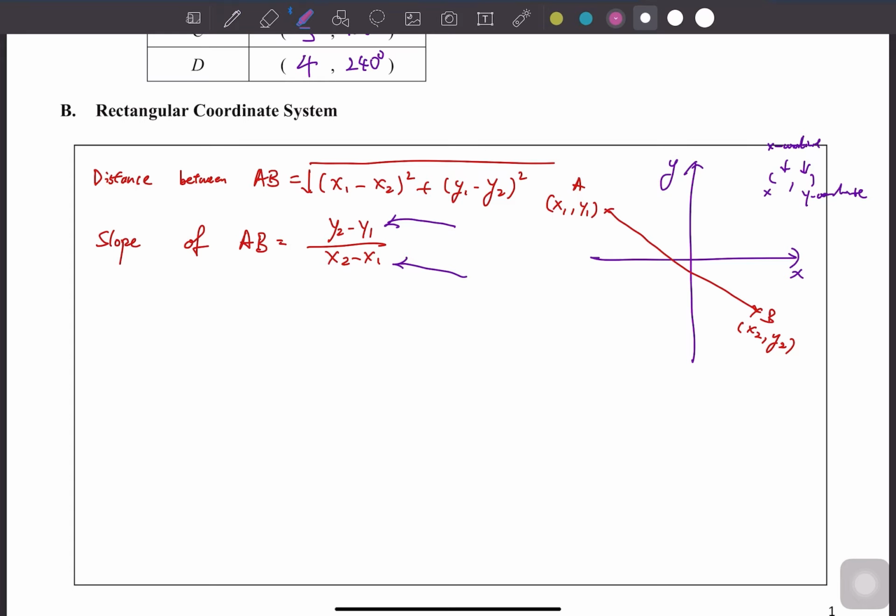The second thing you need to check, these two x coordinates come from the same point. Sometimes you will interchange the order so that you cannot find the correct answer. So I will check: this one comes from coordinate B, and this one comes from coordinate A.